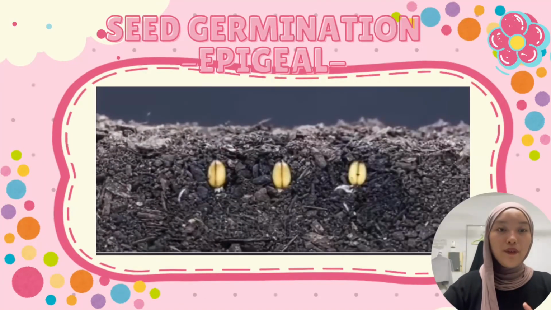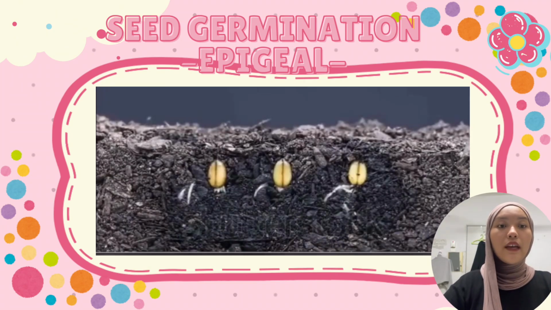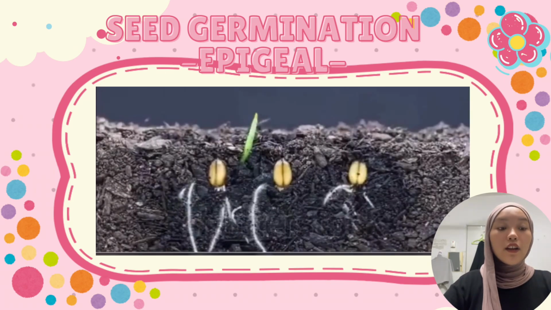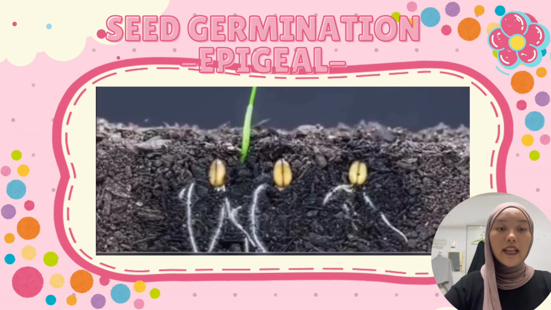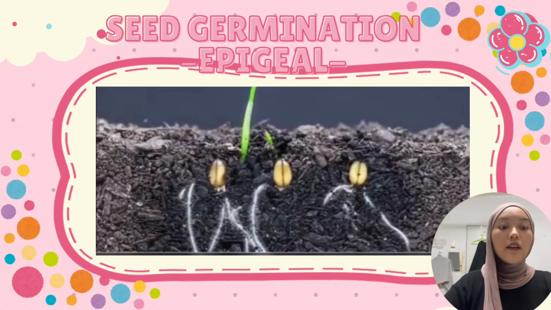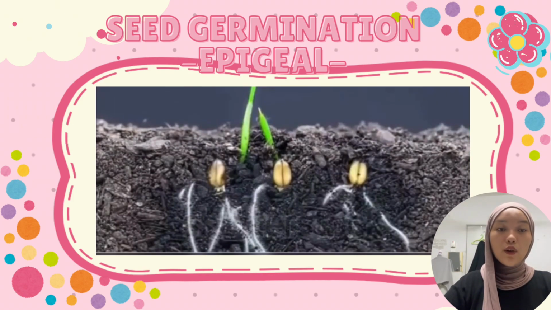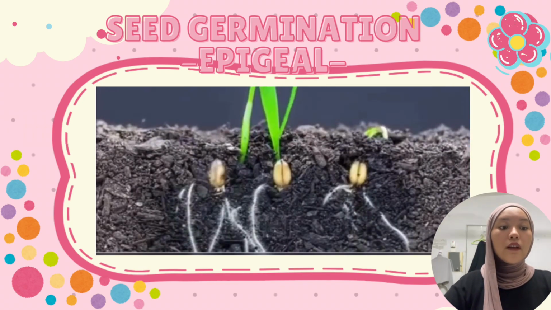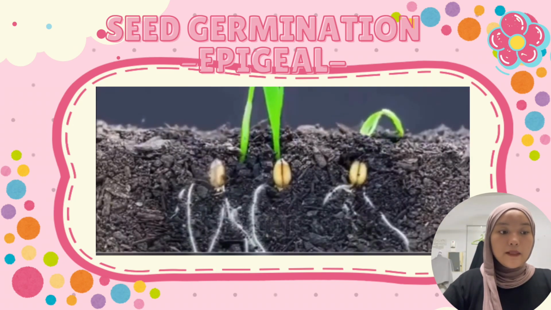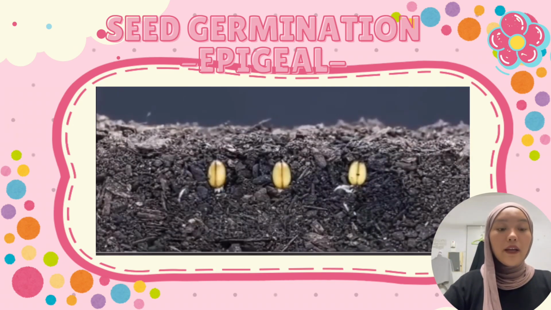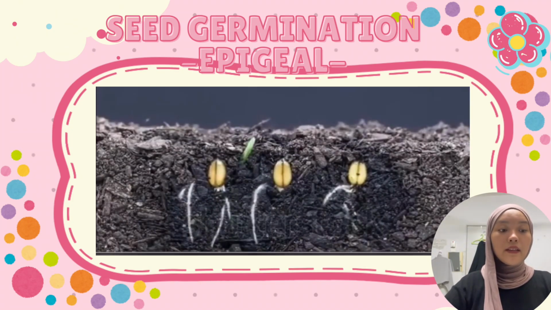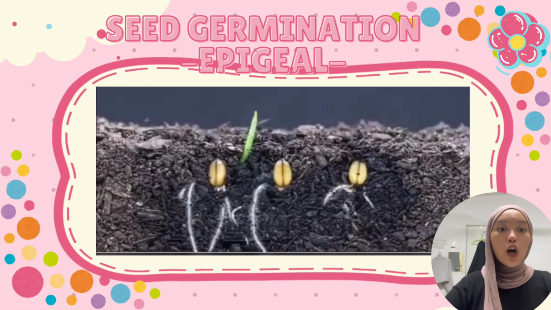Next, I'm going to show you the video of epigeal germination. In epigeal germination, the hypocotyl grows longer and lifts the cotyledon above the soil. Once they reach the surface, the cotyledon opens and acts as a temporary photosynthetic leaf until the true leaf forms. This helps the seedling capture light early but also makes it more exposed to stress. For example, in beans, papaya, or pumpkin.